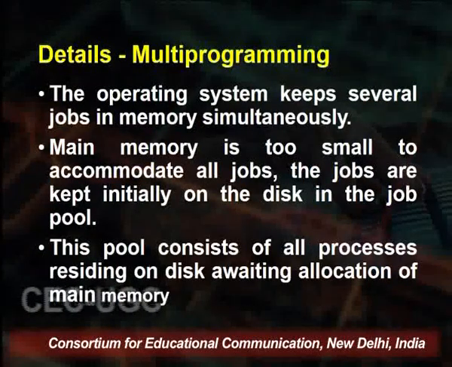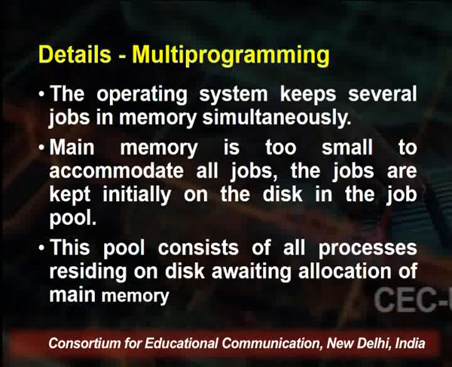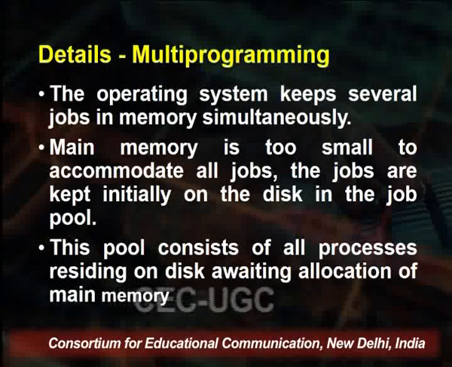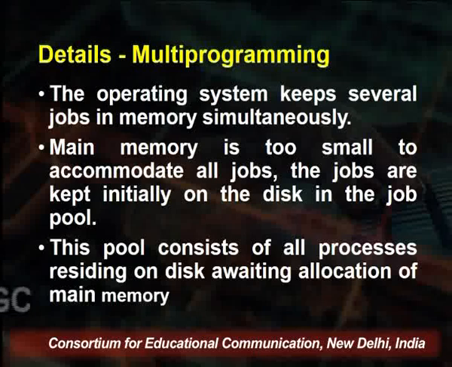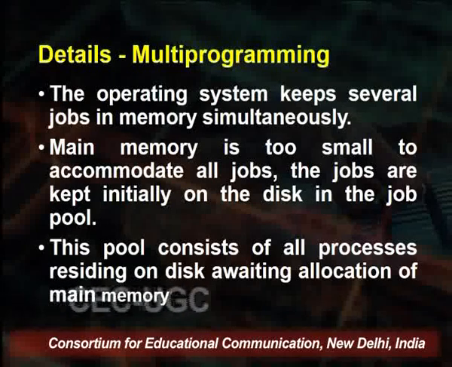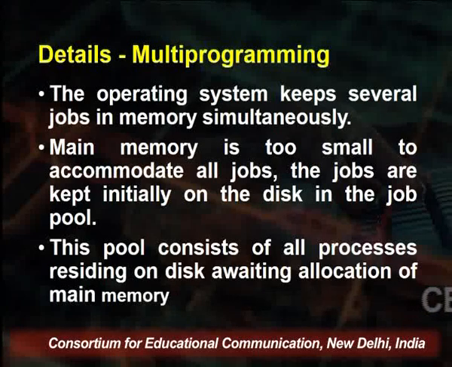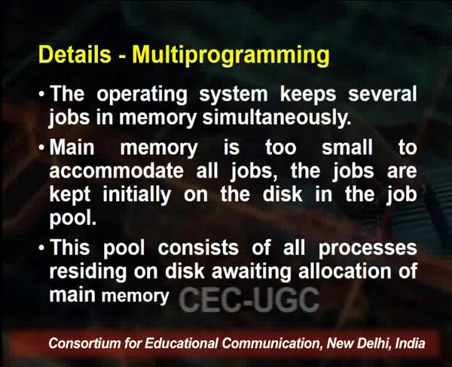First thing is, main memory is not very large. We have seen in our last lectures about the storage structure. So our main memory is small to accommodate all the jobs. So what is to be done? One idea is, we can keep some jobs onto the hard disk, which is our secondary storage, and this hard disk is kind of arranging a job pool, and from that particular job pool we will take some jobs and keep those jobs into the main memory. That job pool consists of all the processes which are residing onto the hard disk, and they are awaiting the allocation of main memory.